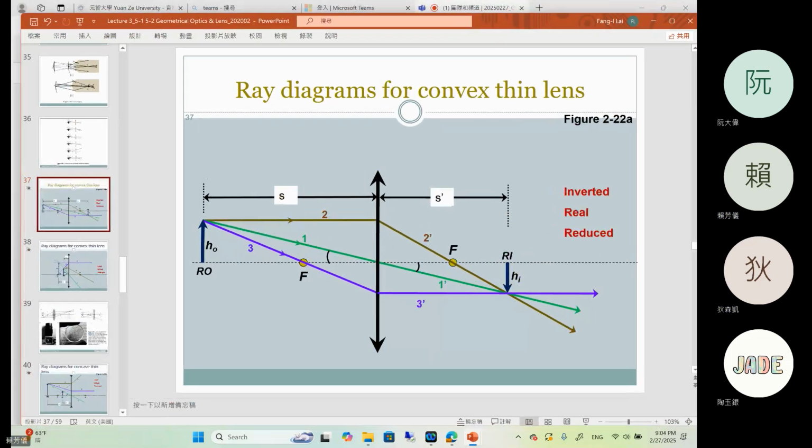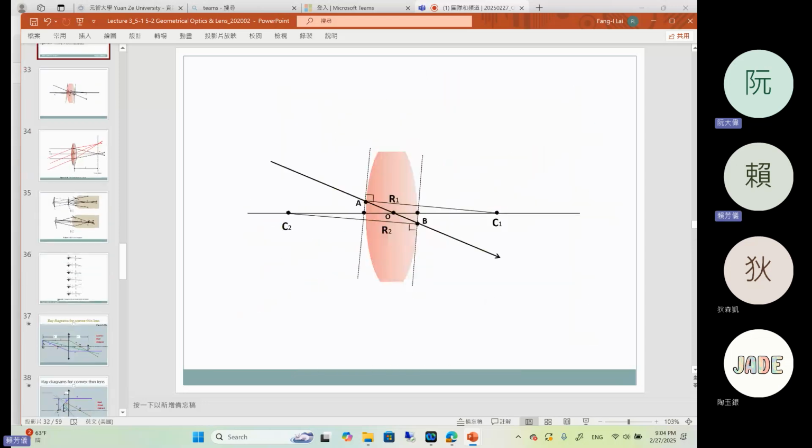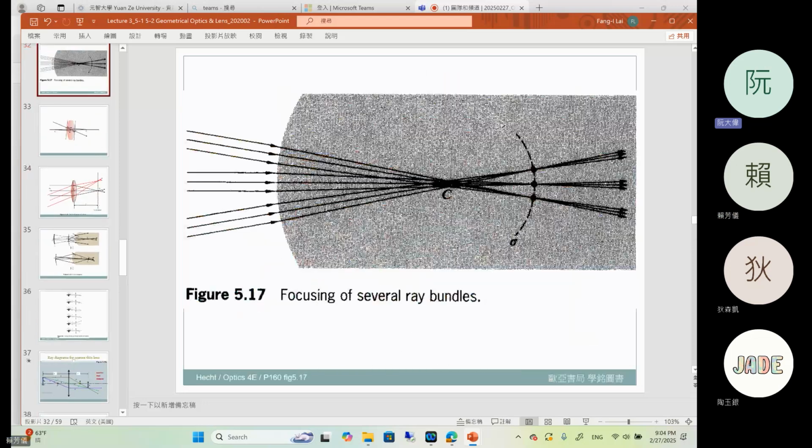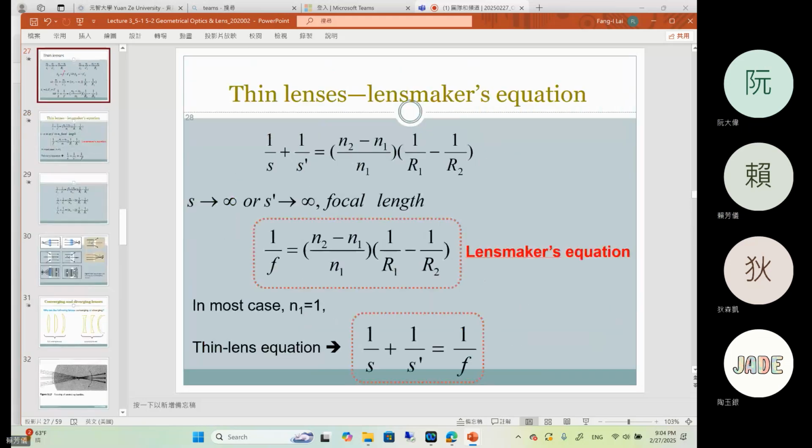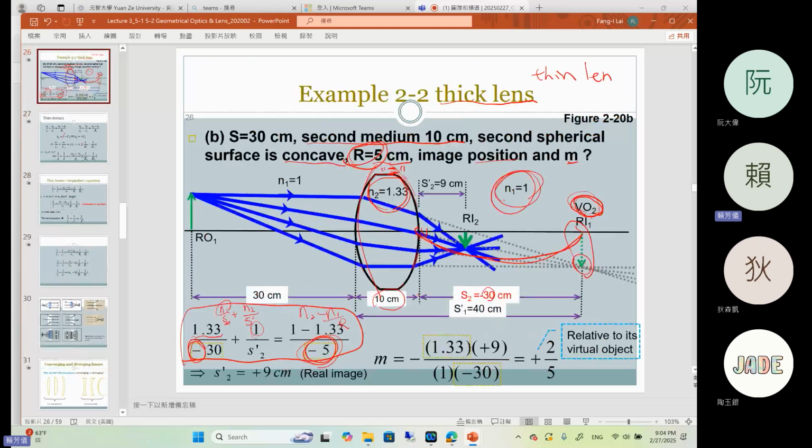I have a question. Is R the distance from the surface to the center? Which distance do you mean, the object distance or R? I mean the R in 1/R. Is R the distance from the surface to the center of curvature? Oh yes, this R is given. Yes.